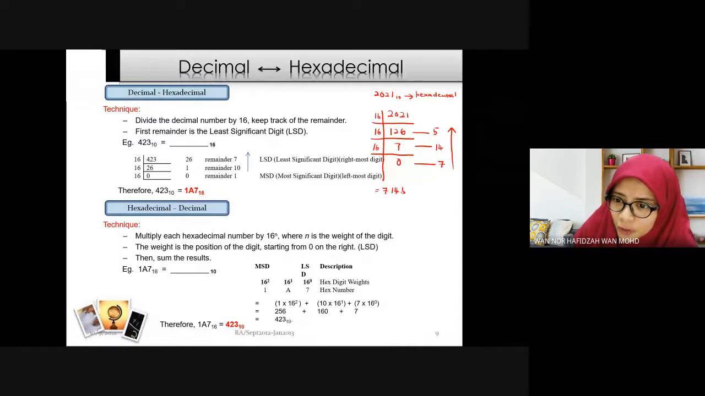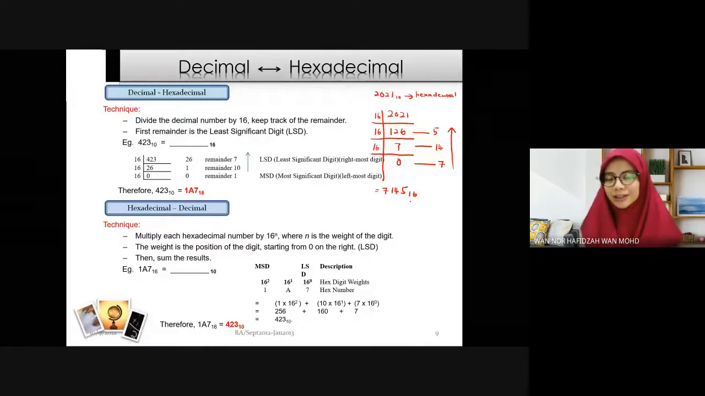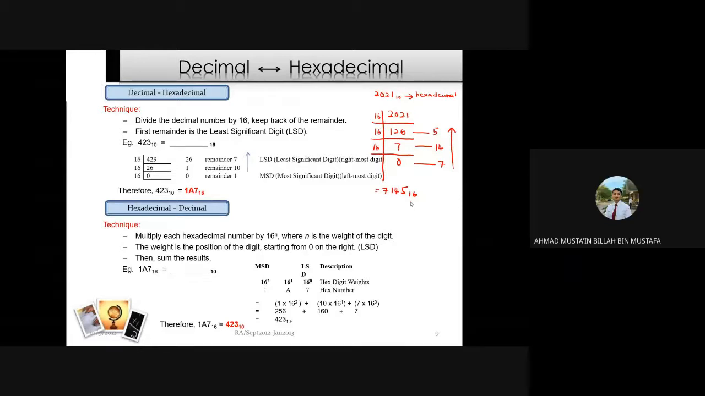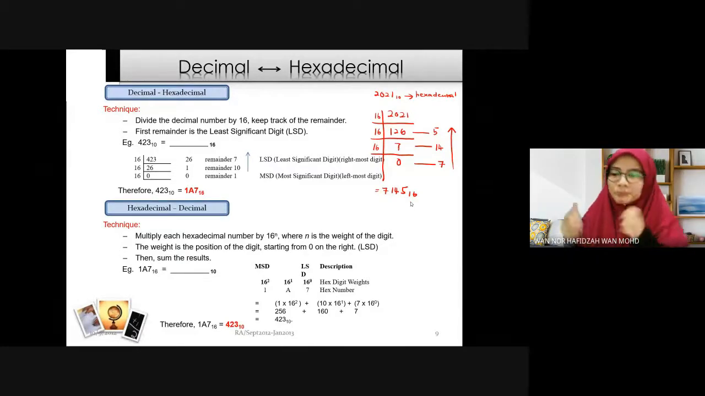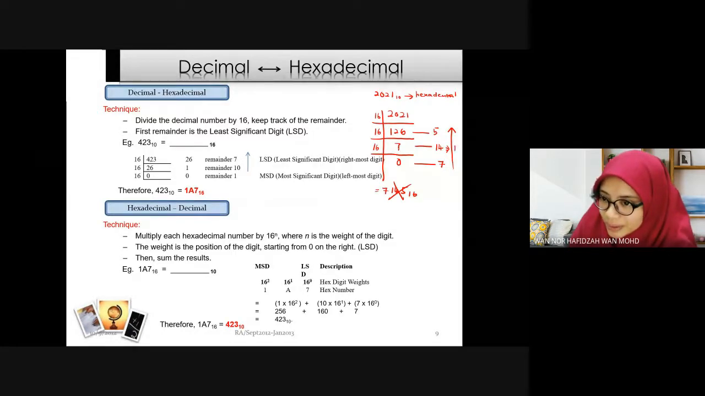7, 14, 5 base 16. Right or wrong? Wrong. This is not right. Whenever you have from 10 to 15, you need to represent it, change it to the digit. So 14 is equal to E. Okay, so the answer is 7E5 base 16.